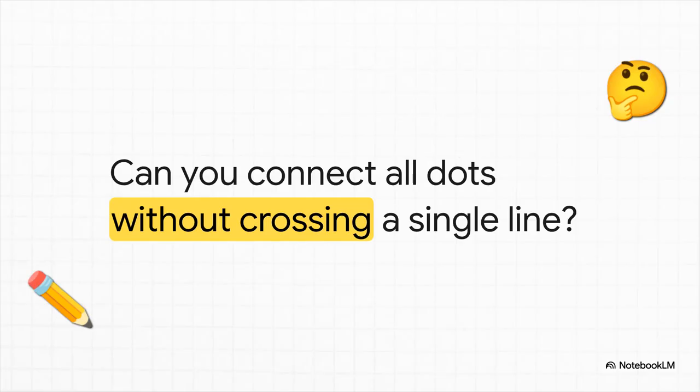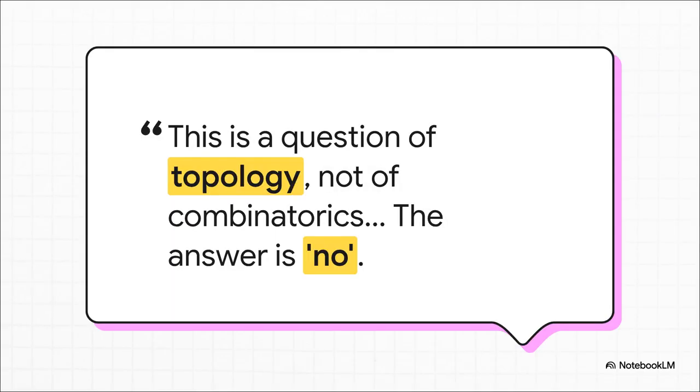Seriously, imagine trying to draw this yourself on a piece of paper right now. Just 5 dots. Try connecting every dot to every other dot. Go ahead. Trace it in your mind for a second. Can you connect them all without a single line jumping over another? It really feels like there must be some clever little trick you're missing, right? But there is no trick.